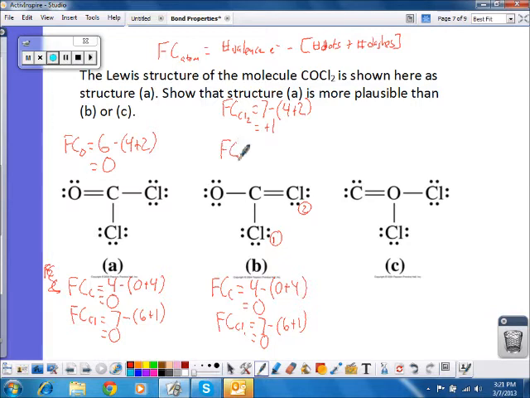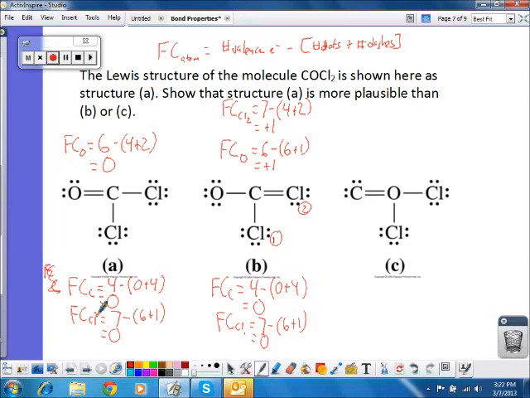Now when we look at the formal charge of oxygen, 6 minus dots plus dashes, so we have 6 dots and 1 dash. So oxygen has a plus 1 formal charge. So everything here is 0. And you notice the two chlorines have the same formal charge. Here the chlorines have different formal charges.